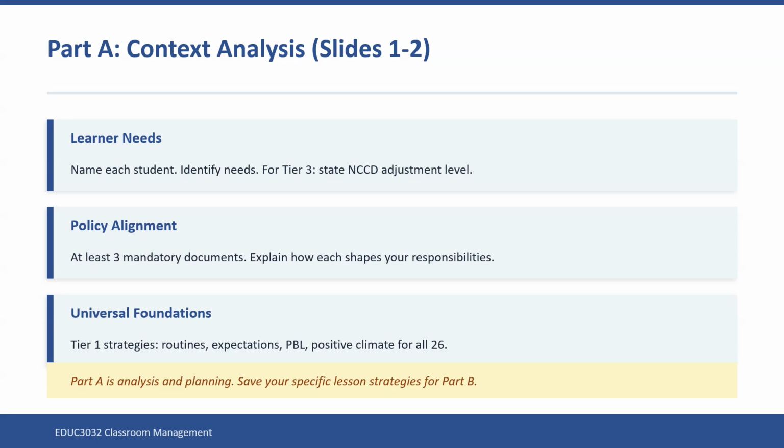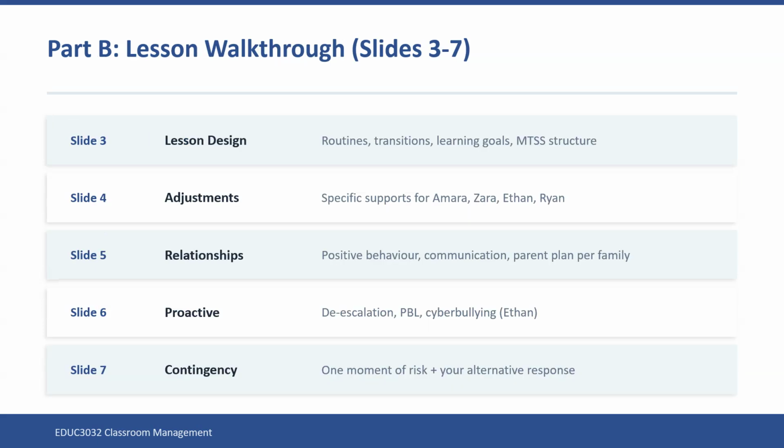Finally, outline the universal Tier 1 strategies you will establish for all of the 26 students. This section is about analysis and planning. Do not describe specific lesson strategies here. Save those for Part B.